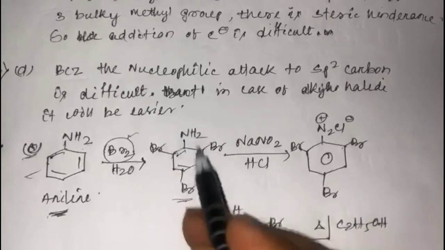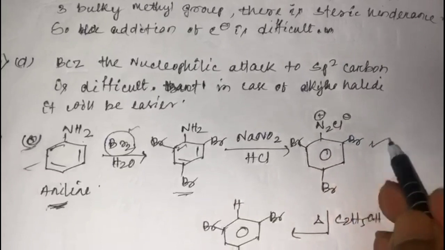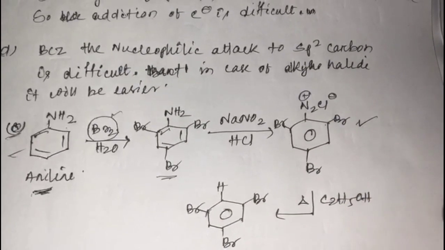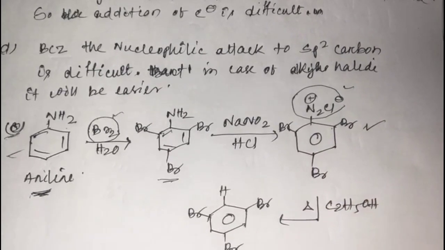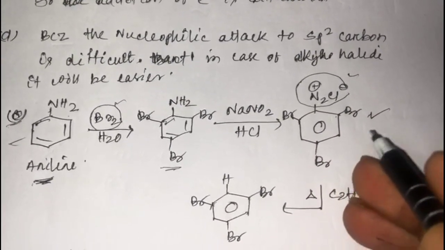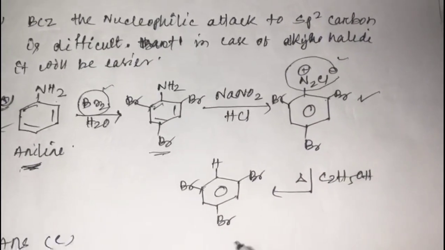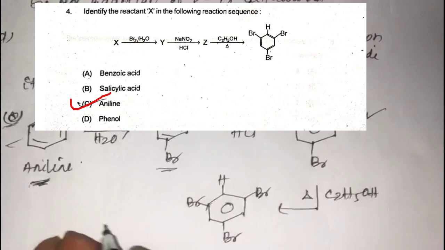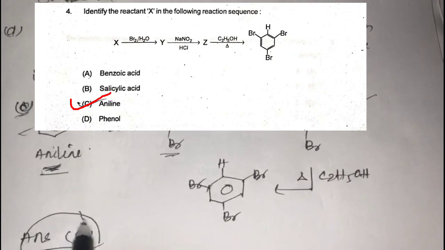If this Y is treated with NaNO2 and HCl, then the product Z is formed. So this product Z, that is diazonium salt, will be formed, and if diazonium salt is heated in presence of ethanol, then your required product is formed. The correct answer for this particular question is aniline, that is answer C.